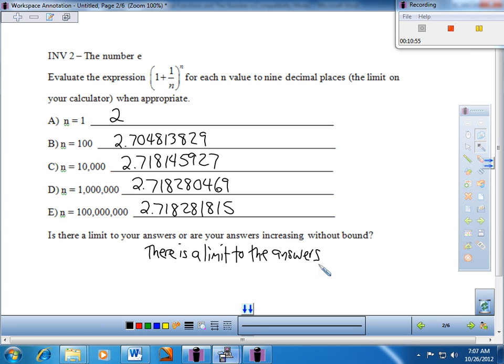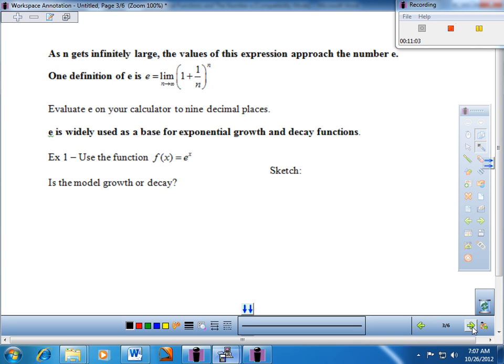Okay, that looks great. And I'm going to go to my next page here, and you guys can kind of see where this is headed. And so here's kind of the idea. Here's what we're going to basically look at. So it says as n gets infinitely large, and again, you could see I was already up to 100 million. I could have gone further if I really wanted to. But as n gets infinitely large, the values of this expression approach the number e, and that's the key. They approach the number e. They're going to get closer and closer and closer.